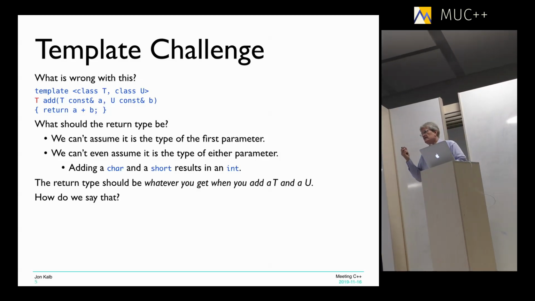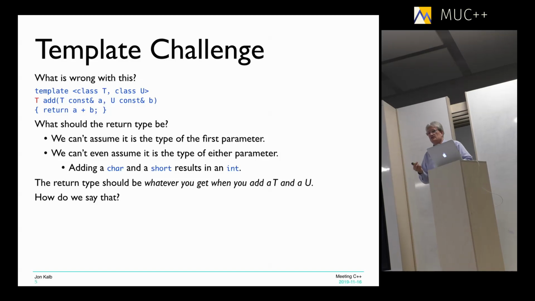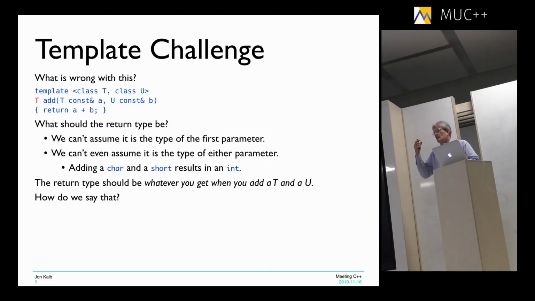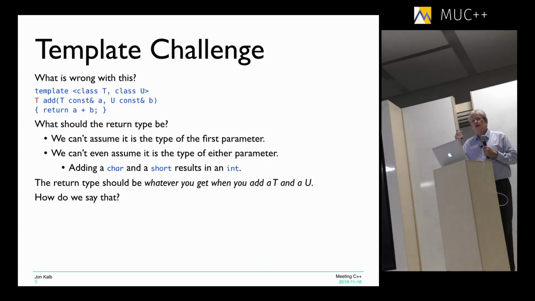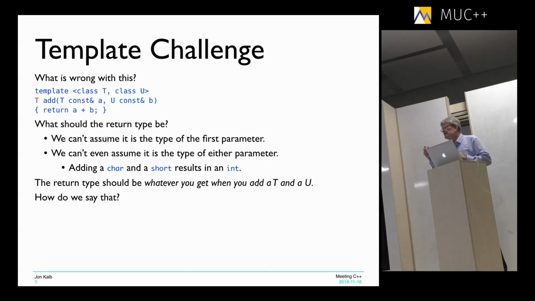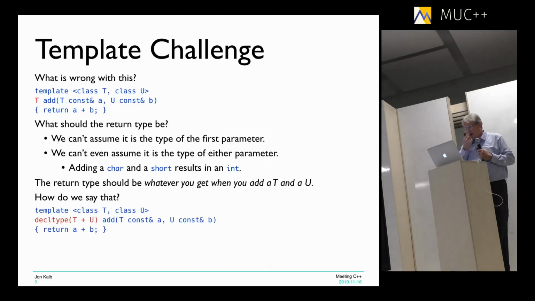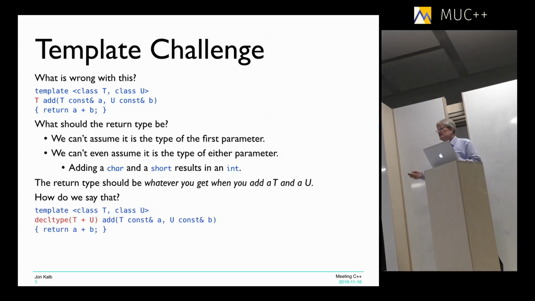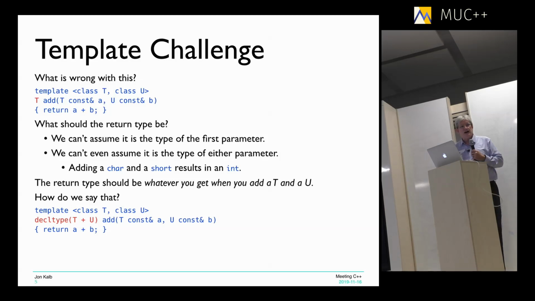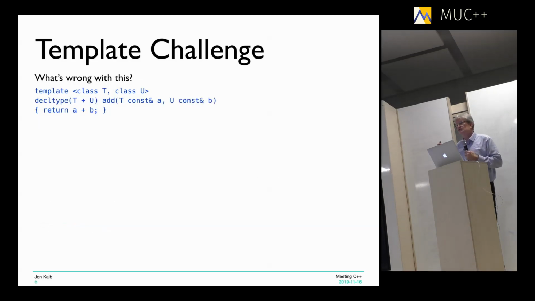What is the operator we can use to say what a type is? Well, auto would give us a value as well as the type. I want to get just what the type is. Decltype, that's right, decltype. So here we go. We now say that what we're returning is the decltype of adding T and U. Okay, this is good?